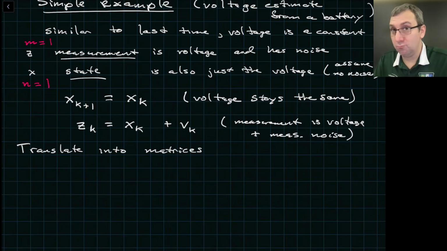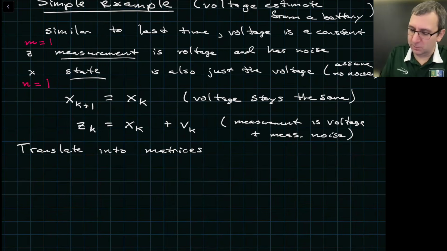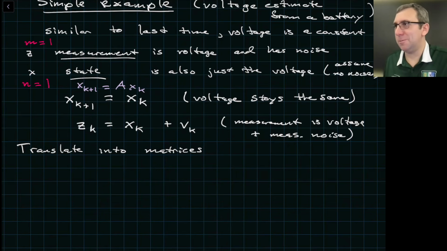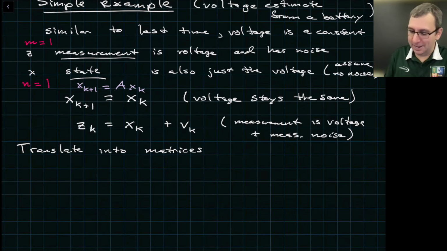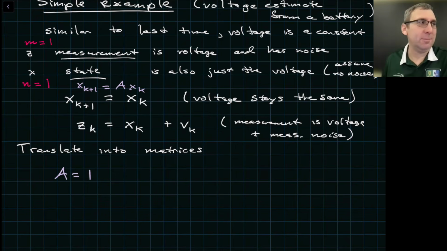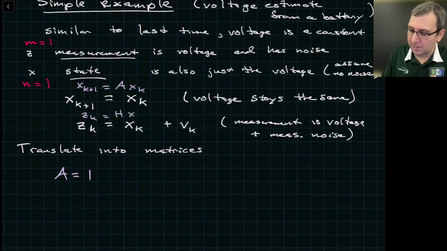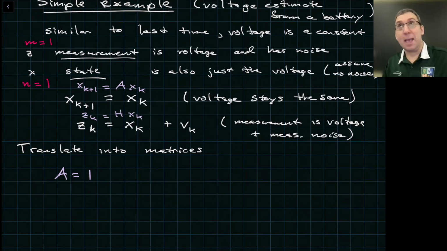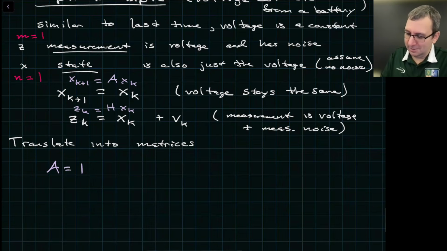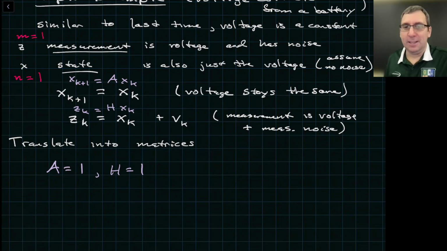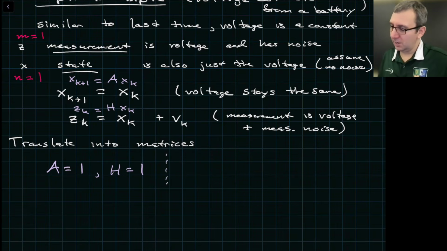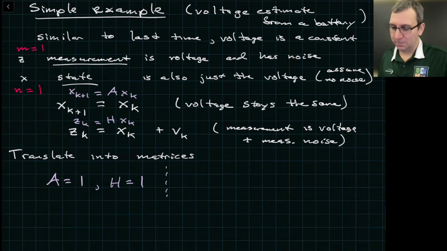What's A? Well, if this is supposed to look like how it should, this would be x_{k+1} equals A x_k. So what is A? A is an n by n, so that's just one scalar. A equals 1. What's H? This would be z_k equals H times x_k. And it's an m by n matrix, so it means 1 by 1. It's just another scalar. H equals 1.